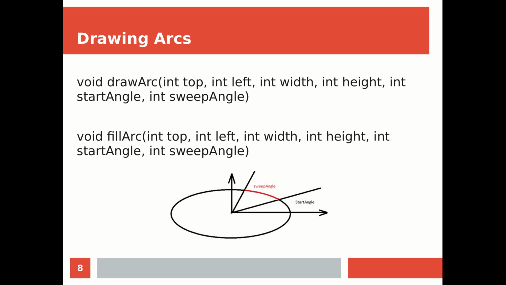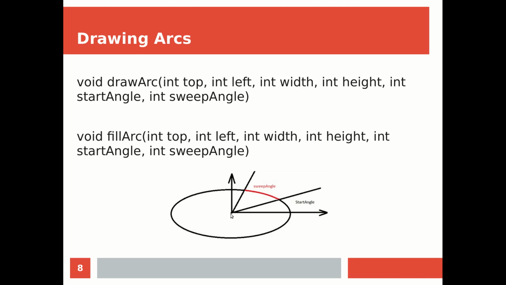Similarly, we have functions for drawing arcs. They are draw arc and fill arc. We know that an arc is a portion of a circle or an ellipse, and for drawing an arc we need 2 different angles. The first is the start angle and second is the sweep angle.